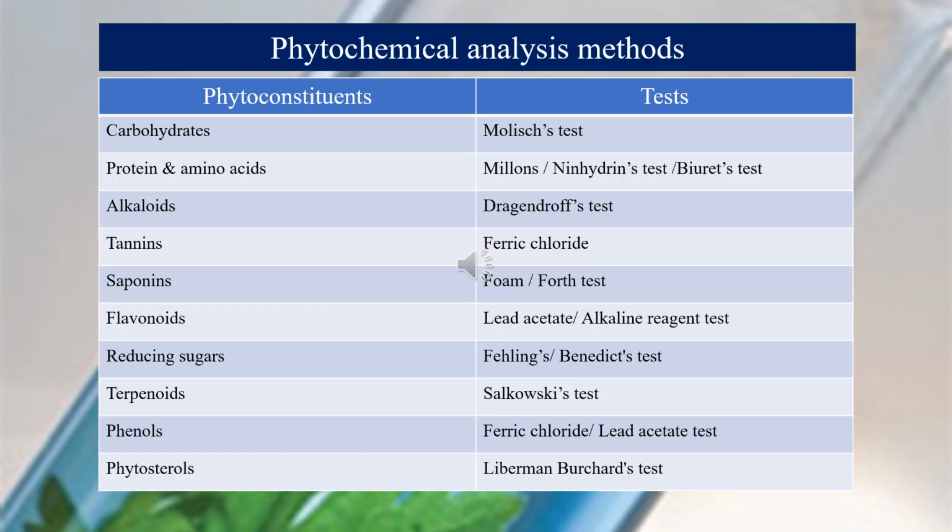Here are the phytochemical analysis methods for the different phytoconstituents present. For carbohydrate, it is Molisch's test. For protein and amino acids, it is the ninhydrin, biuret, or Millon's test. For alkaloids, it is Dragendorff's test. For tannin, it is ferric chloride, and for saponin, the foam test. For flavonoids, lead acetate and alkaline reagent are used. For reducing sugars, it is Fehling's or Benedict's reagent test. For terpenoids, it is the Salkowski test. For phenol, ferric chloride and lead acetate test. And for phytosterols, it is Liebermann-Burchard test.